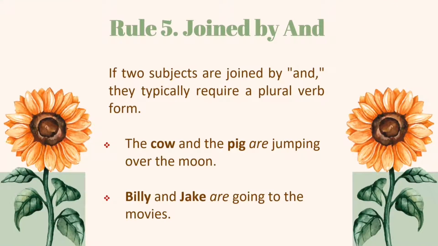Rule number 5, joined by and. If two subjects are joined by and, they typically require a plural verb form. Example, the cow and the pig are jumping over the moon. So, we have here, cow, and then pig. So, dalawang magkaibang animals sila, pinagdugtong siya ng and. Gagamitin natin ay are, plural.